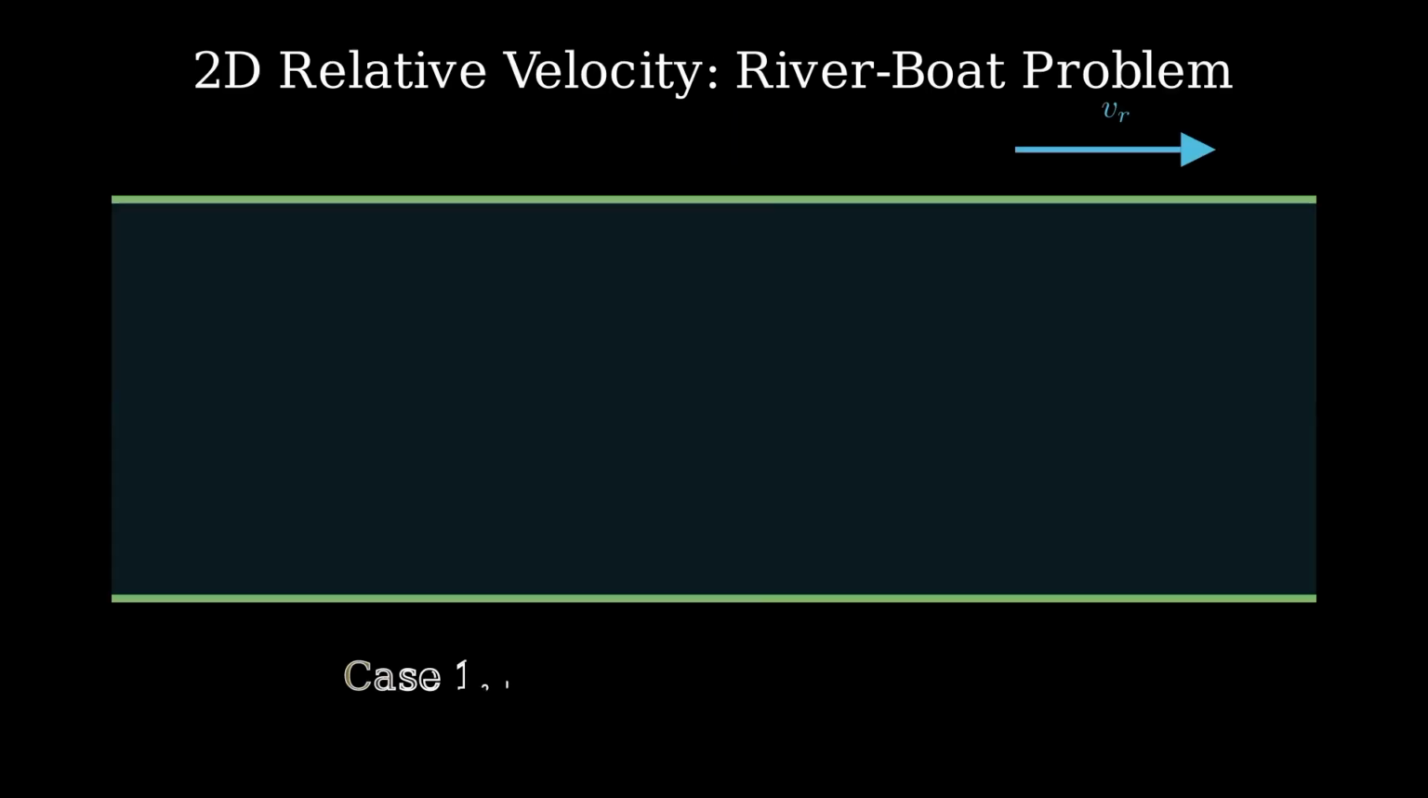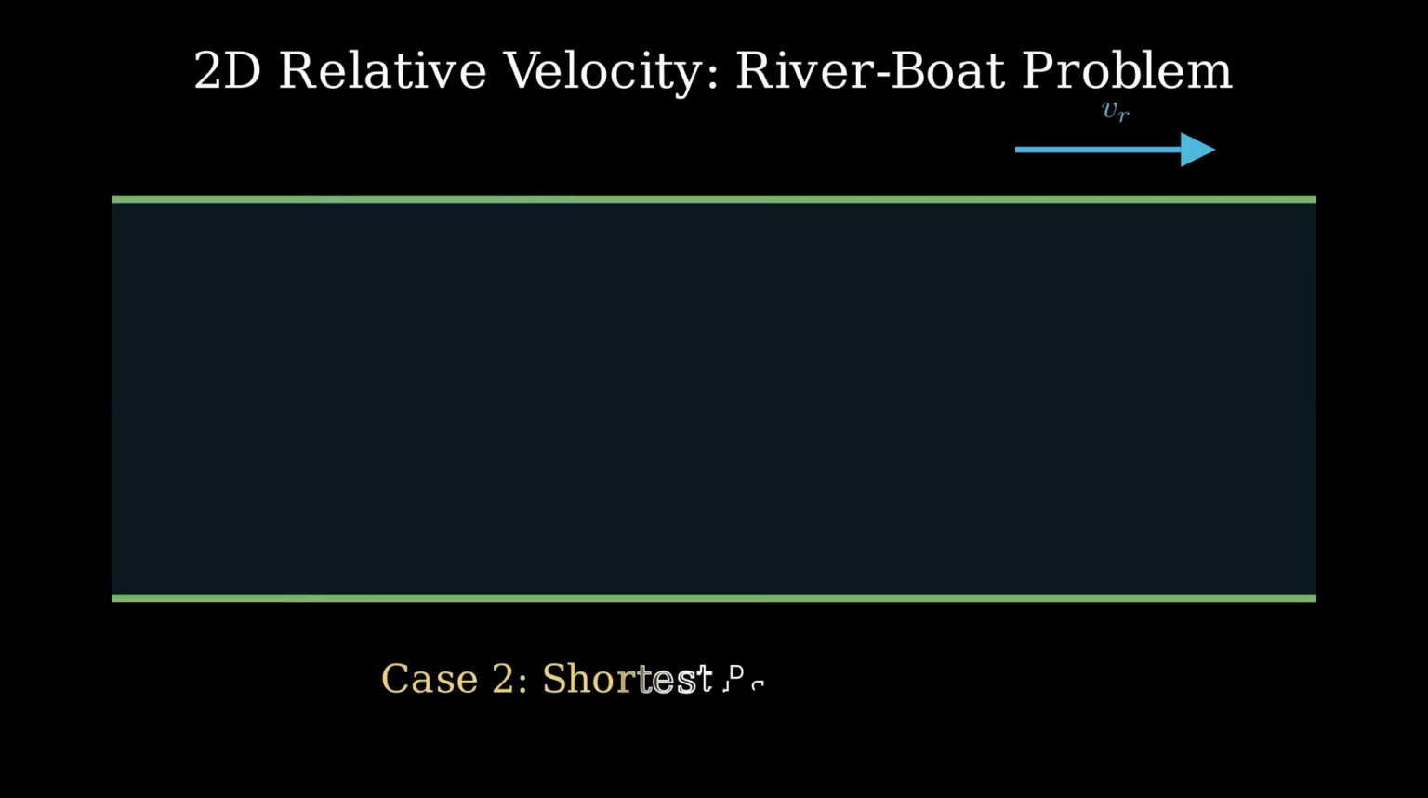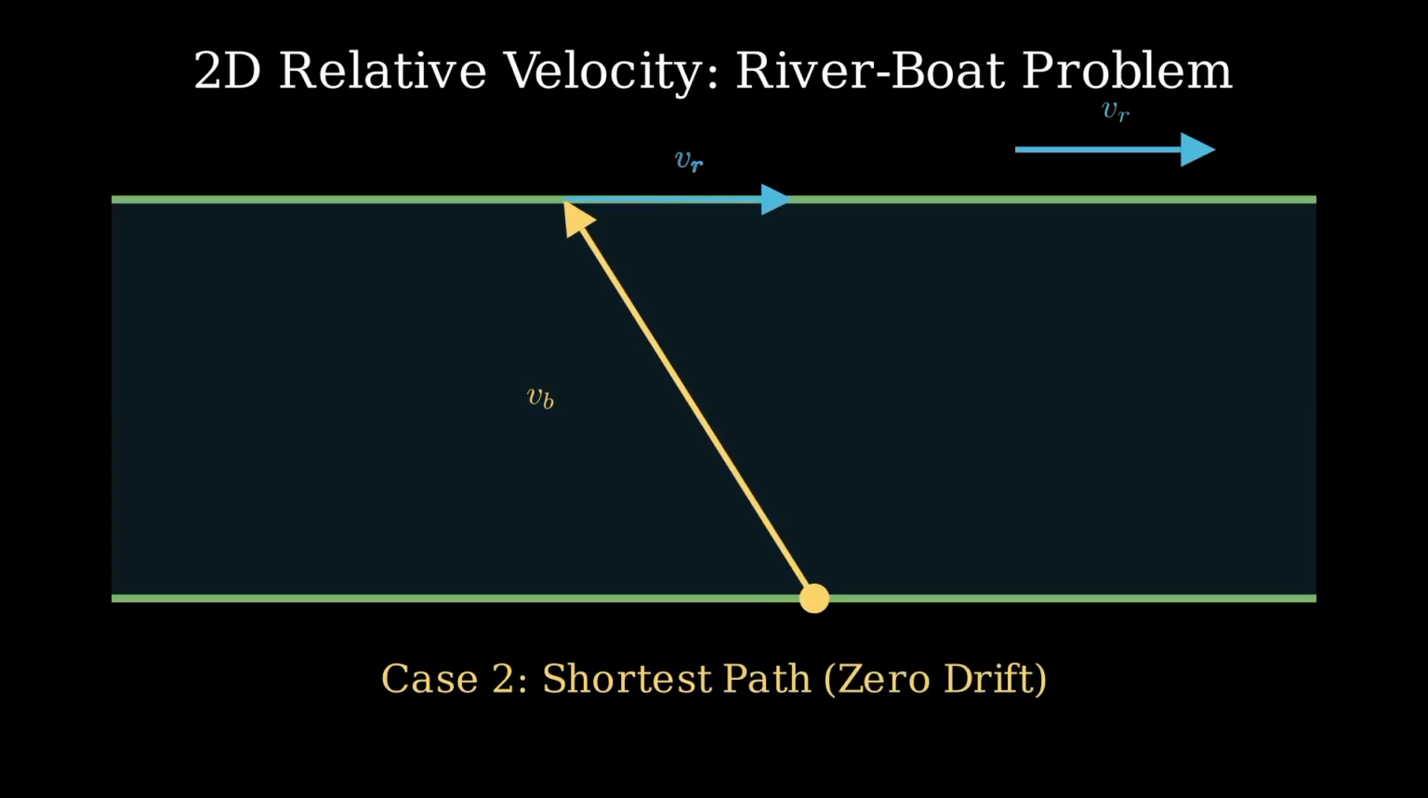Now for the riverboat problem. Case 1. To cross the river in the shortest time, the boat must be steered straight toward the opposite bank. However, the river current pushes it diagonally, which is called drift. Case 2. For zero drift, or the shortest path, the boat must be steered at a specific angle against the current. As a result, the net velocity of the current and the boat points straight to the opposite bank.